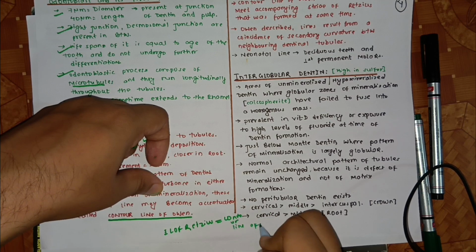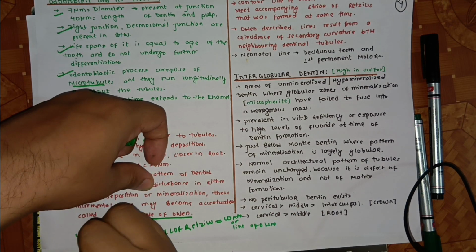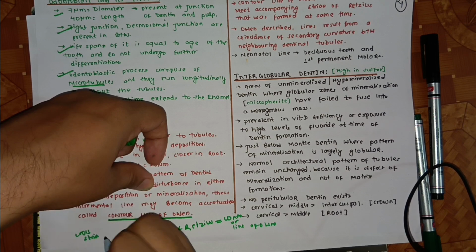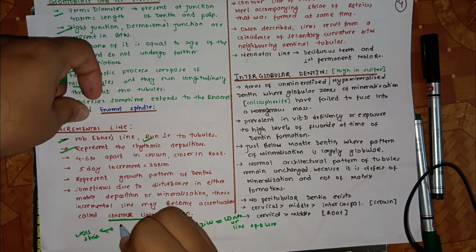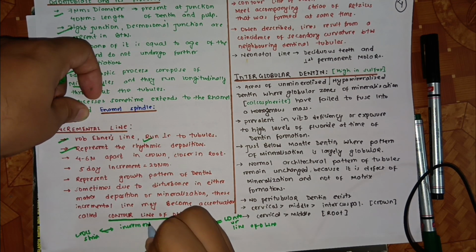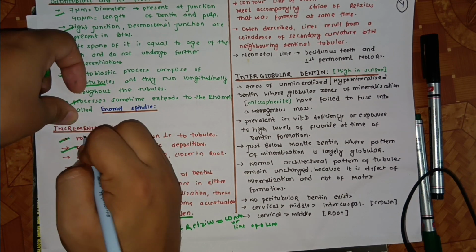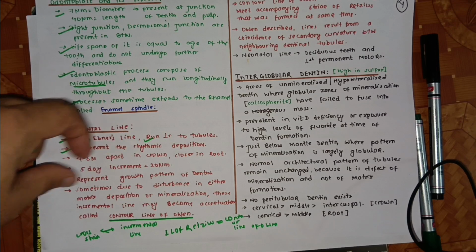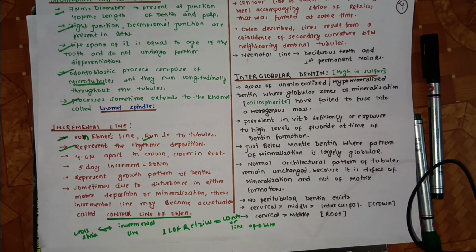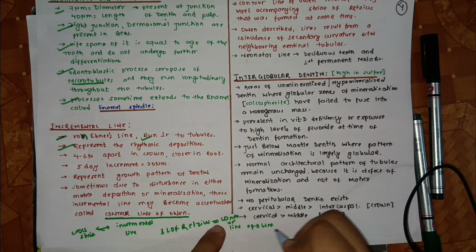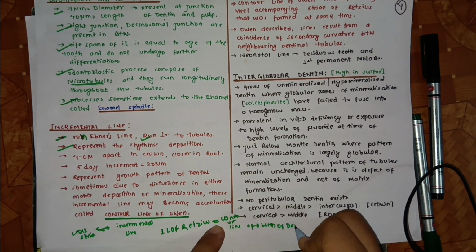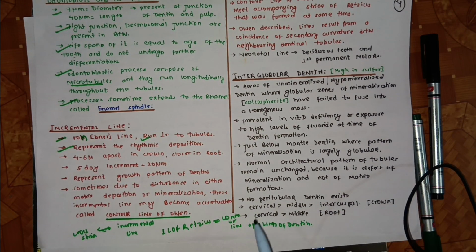And the cross striations are similar to the incremental lines here; they are analogs of each other. Von Ebner's lines are analogous to the cross striations. But the incremental line of Retzius present in the enamel, which is accentuated, is analogous to the contour lines of Owen of the dentin. You should remember this.